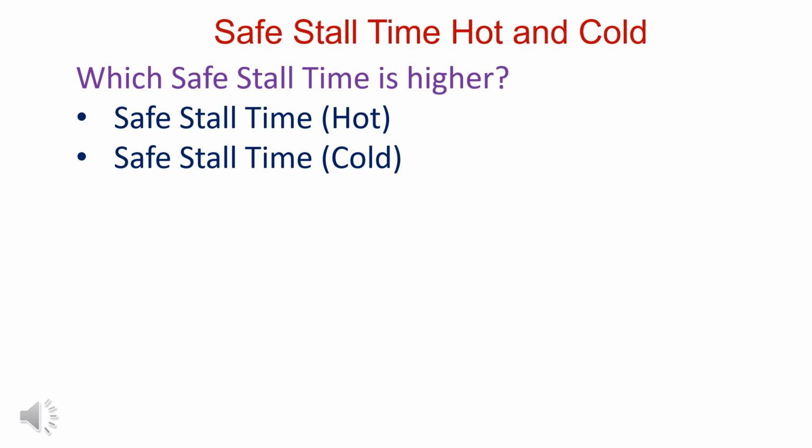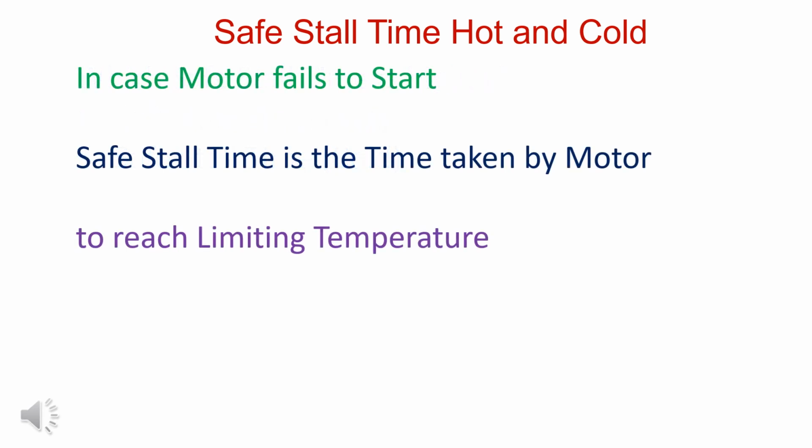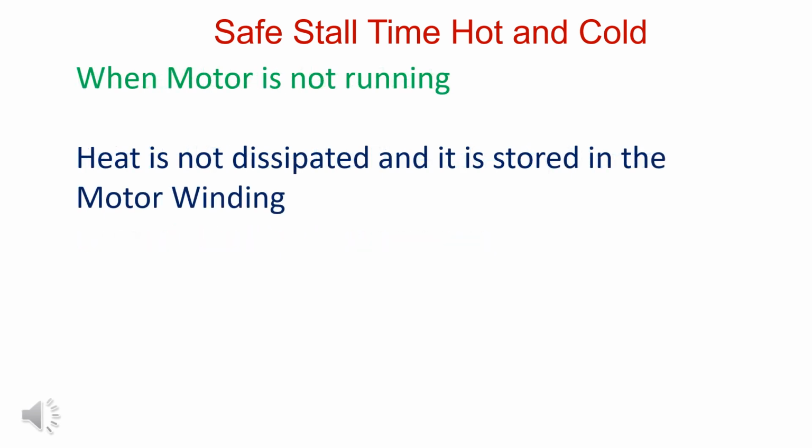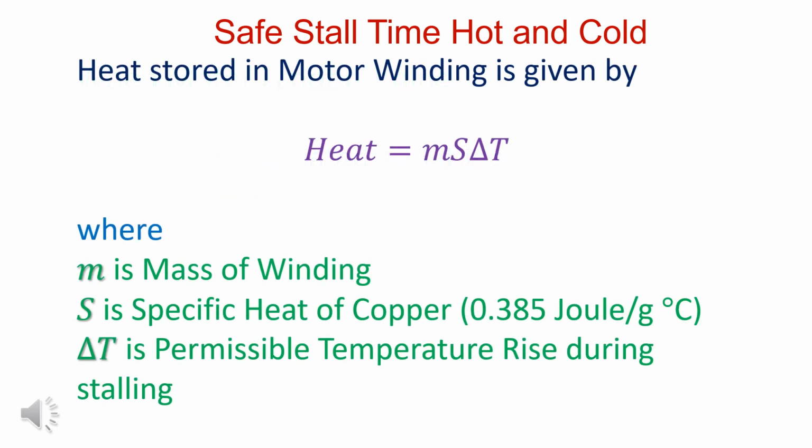Is start time hot higher or start time cold higher? Start time is the time taken by the motor to reach limiting temperature in case the motor stalls or fails to rotate. When the motor stalls, heat is not dissipated and is stored in the motor. Heat stored is equal to m S delta T, where m is mass, S is specific heat, and delta T is the permissible temperature rise.